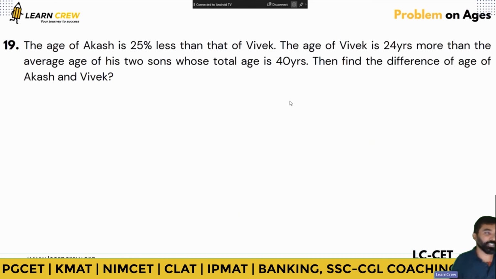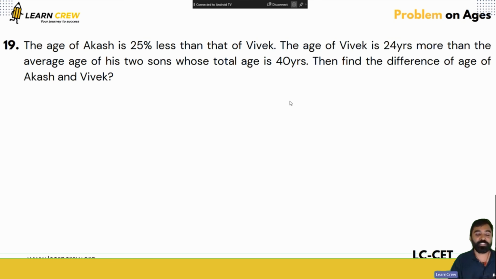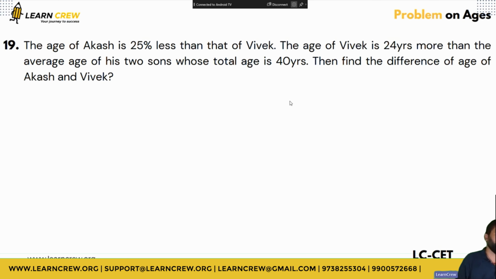The age of Akash is 25% less than that of Vivek. The age of Vivek is 24 years more than the average age of his two sons, whose total age is 40 years. Then find the difference of age of Akash and Vivek.